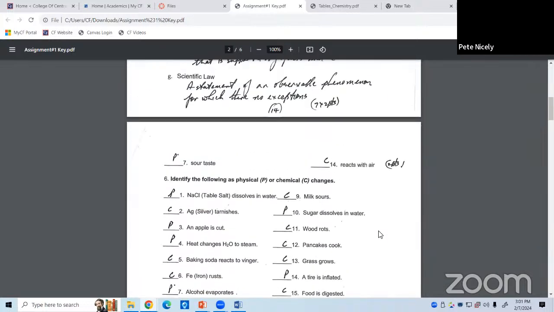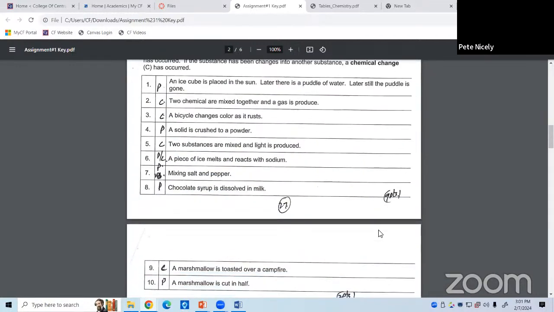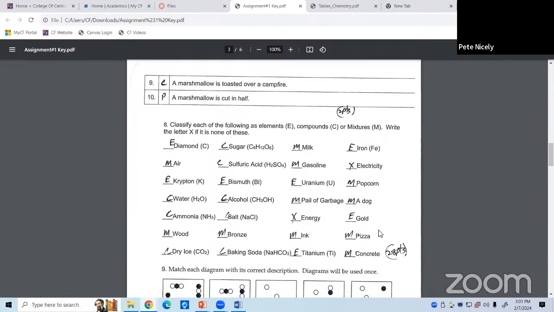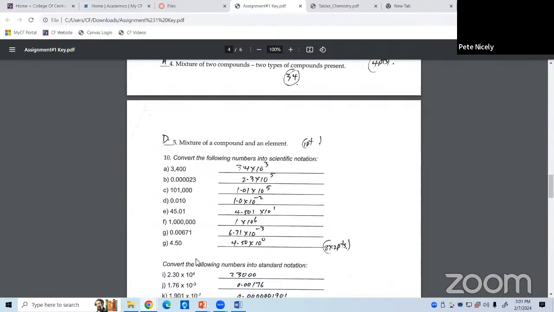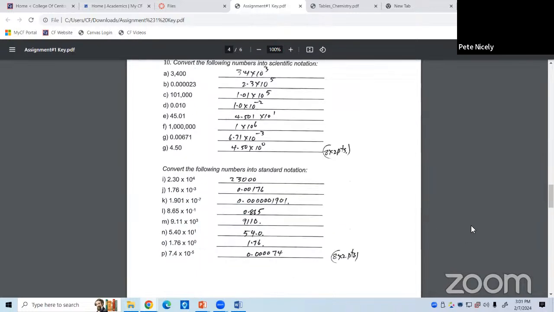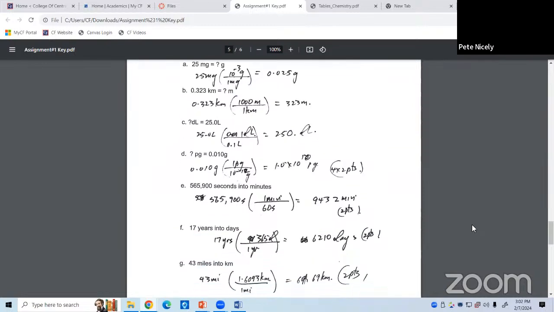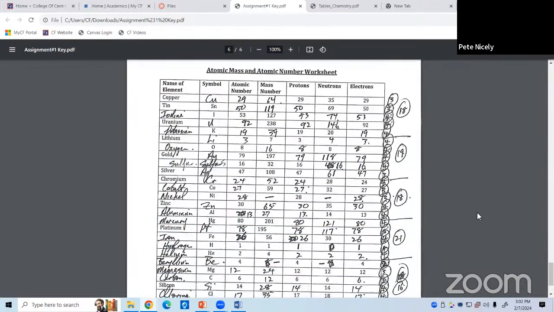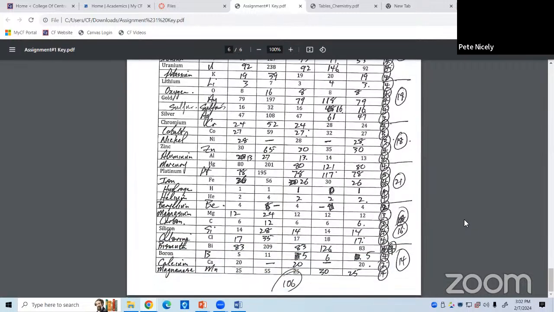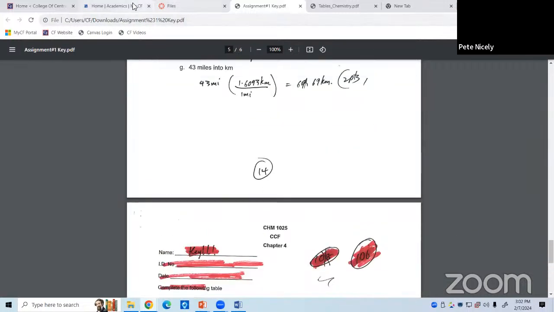Then we talked about physical and chemical changes, physical and chemical properties, and elements, compounds, and mixtures. Know the difference between elements and compounds, and homogeneous and heterogeneous mixtures. You have that PowerPoint, though. Then we talked about scientific notation, converting from one unit to another, atomic number, mass number, all that good stuff. So that was the first chapter.